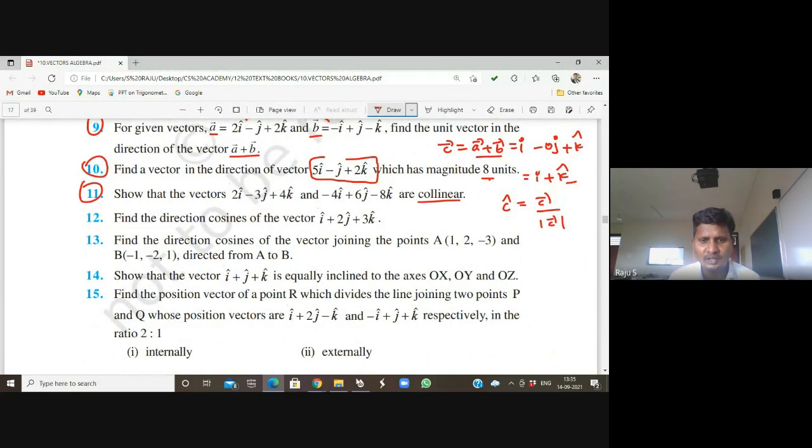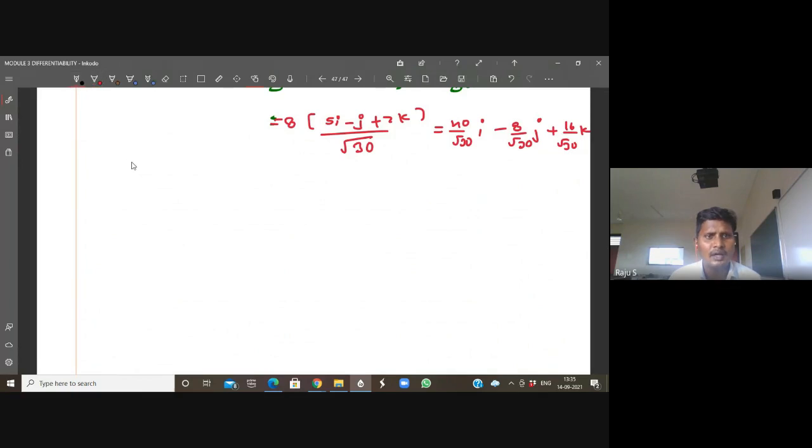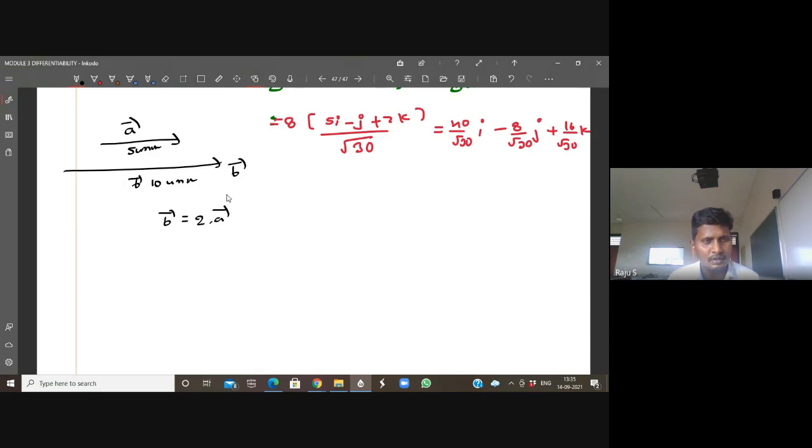Collinear. I told you very clearly in the morning class, when you want to say any two vectors are collinear, this is vector A and this is vector B. For example, this has 5 units length and this has 10 units length, vector B. So vector B magnitude is 10, vector A's magnitude is 5. Shall I write B vector is equal to 2 times A vector? Yes. This is in the form of B vector is equal to lambda times A vector.